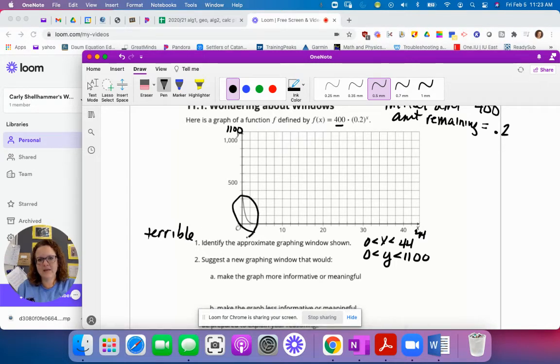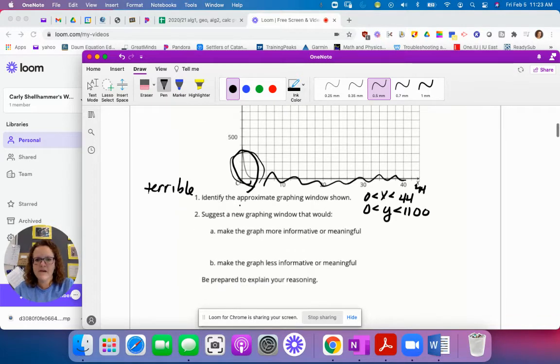That's the only data we see from that decay function. We don't see any of this because it's all too small. We only see this, and we need this to be magnified. We need it to be a lot clearer.